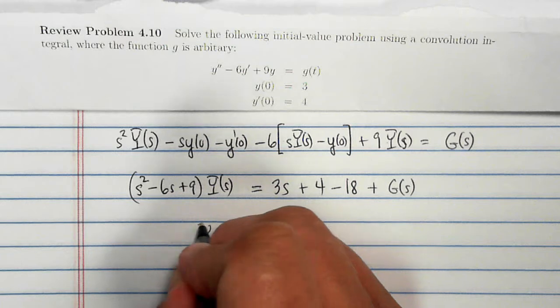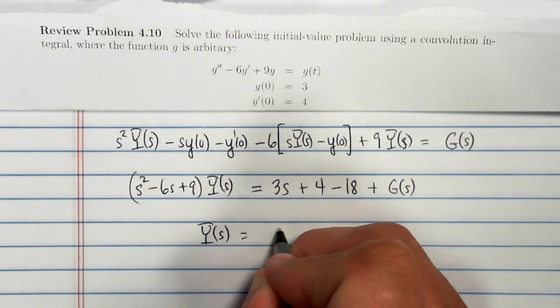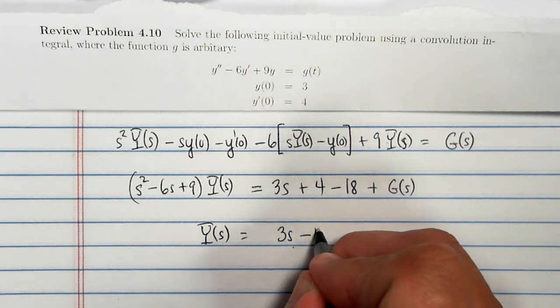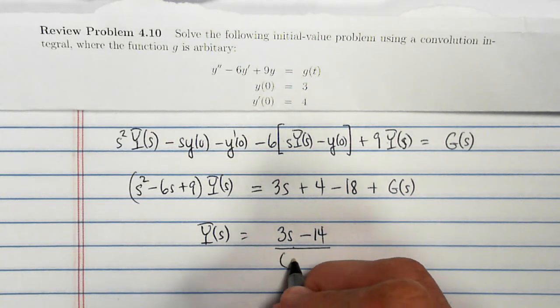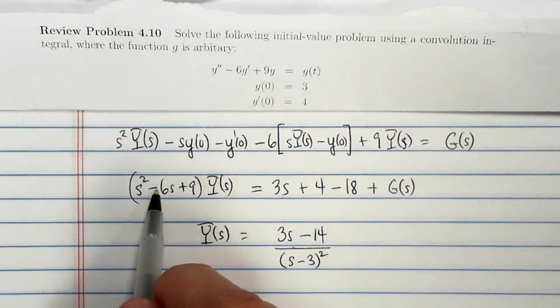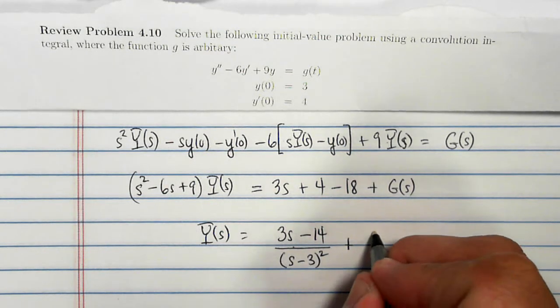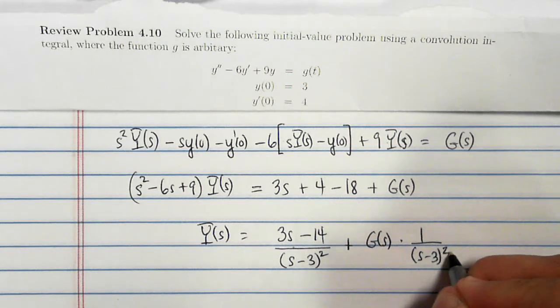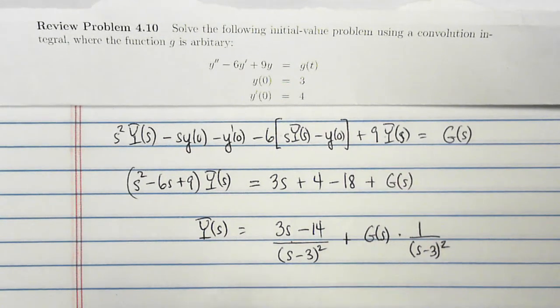And so solving for Y, we get Y(s) is equal to (3s minus 14) all over (s minus 3) squared, that's a square, plus G(s) times 1 over (s minus 3) squared, where I'm going to deliberately write this as a product.